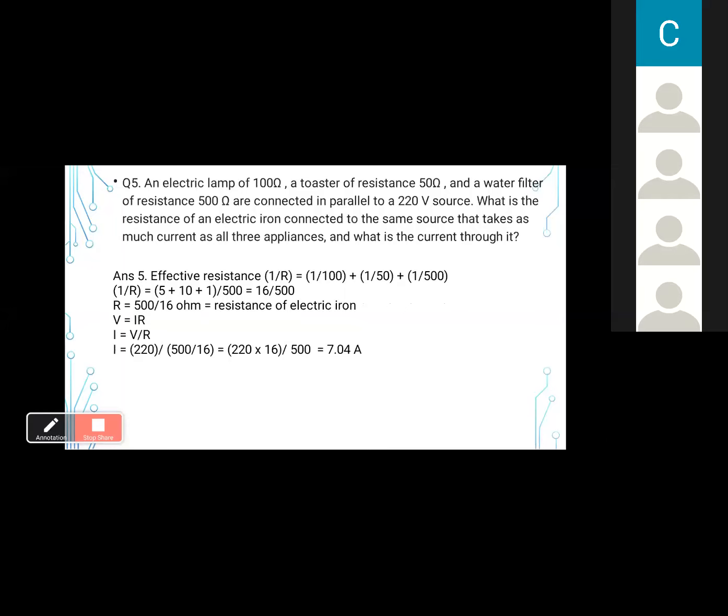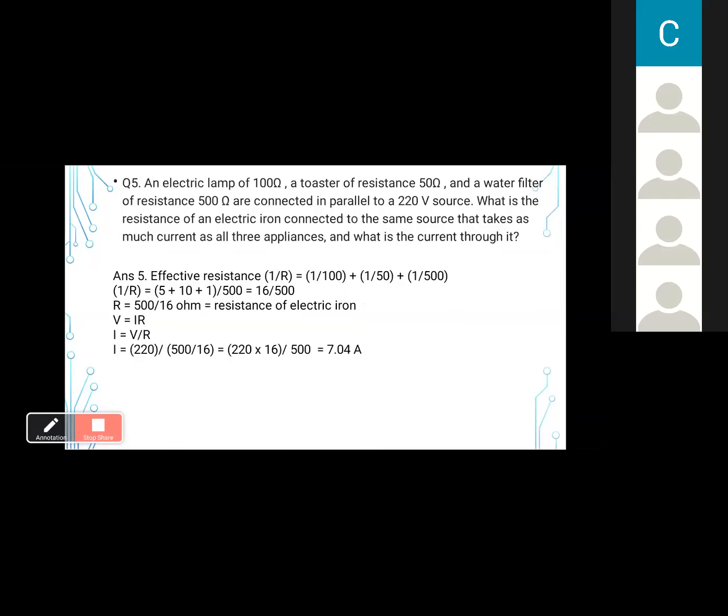The effective resistance is given by 1 by R. 1 by R comes out to be 16 by 500. So R will be 500 by 16 ohms. That is, the effective resistance will be the resistance of the electric iron only. And the current will be V by R, 220 by the resistance, so 7.04 amperes. Clear?